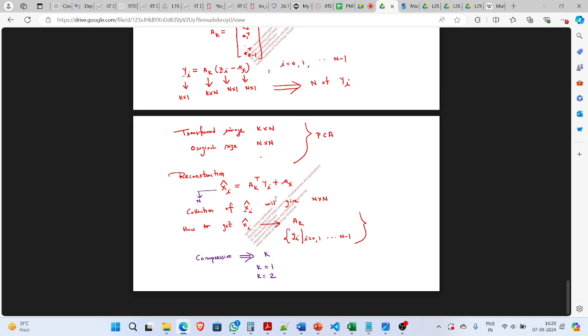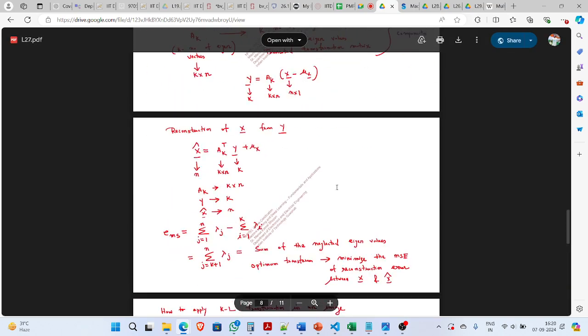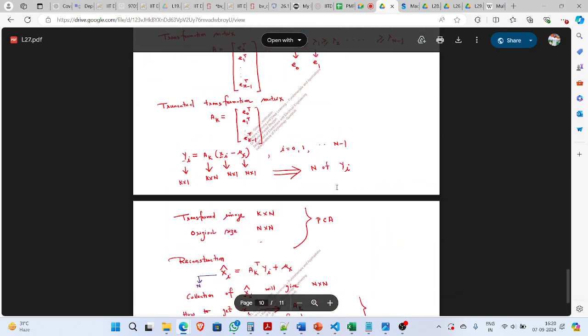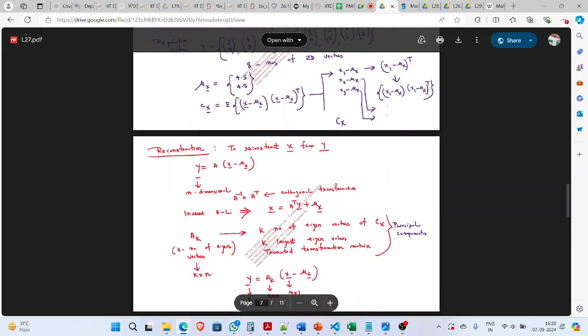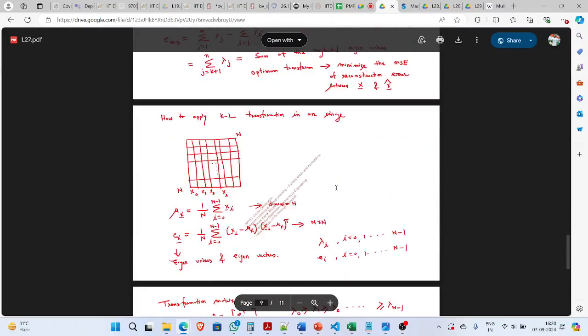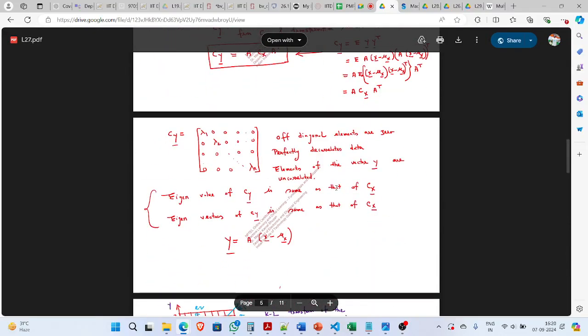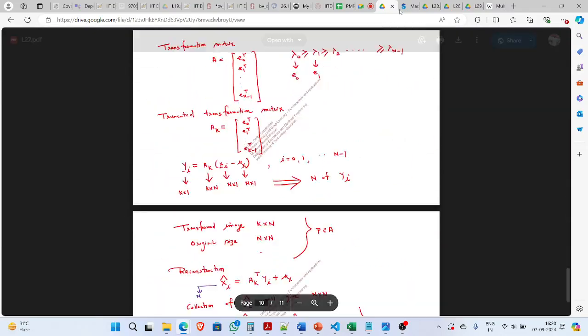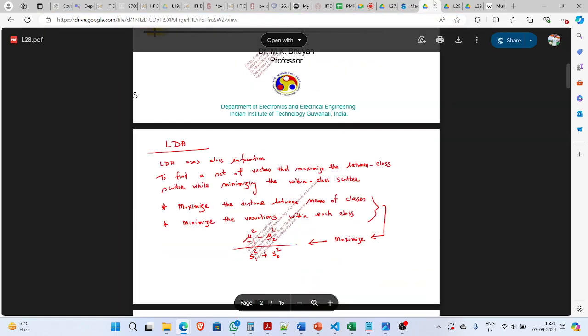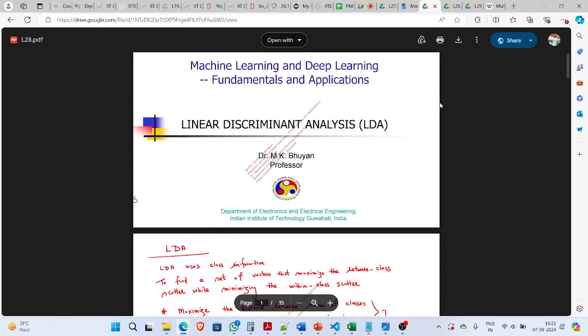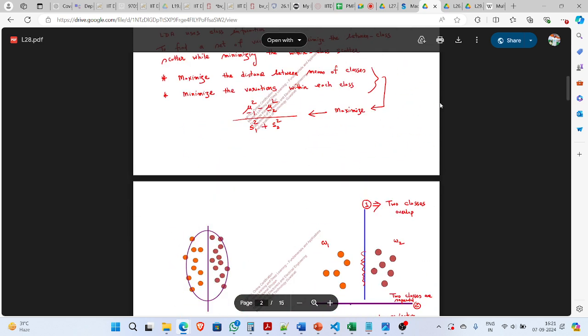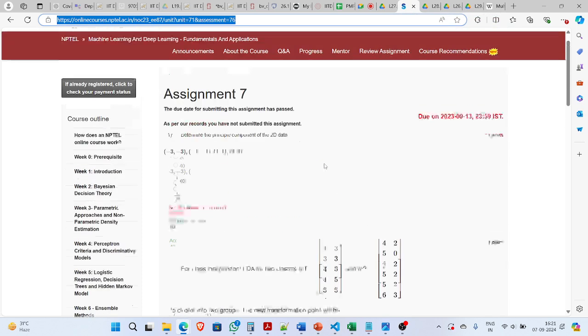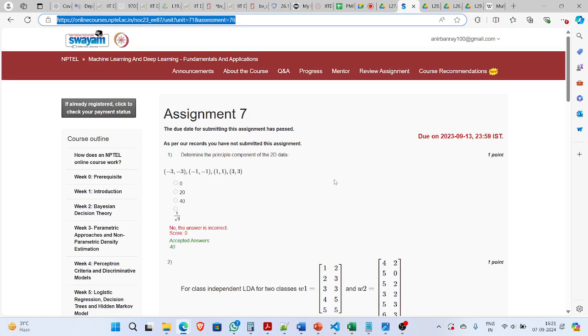That is how you can decorrelate the dimensions in that new space Y. So that is what we have. Next, maybe we should focus on the problems first. So the first question is this.